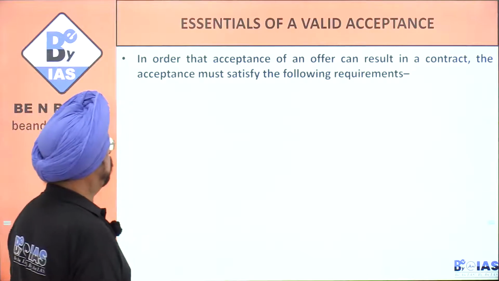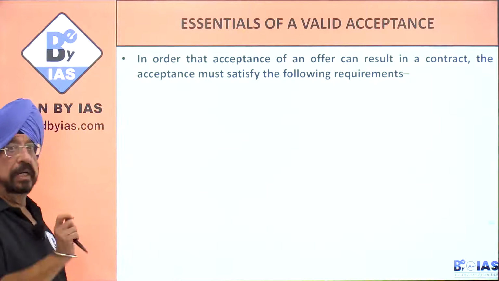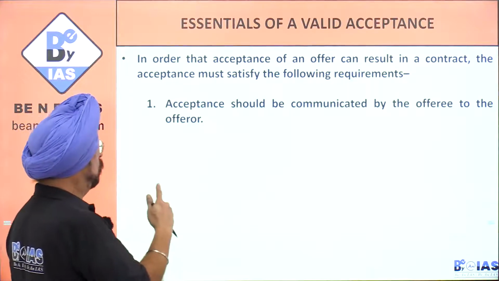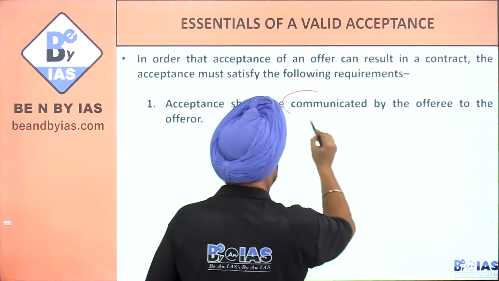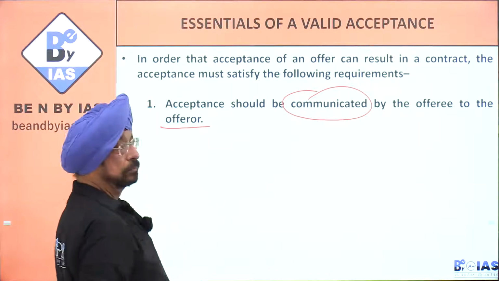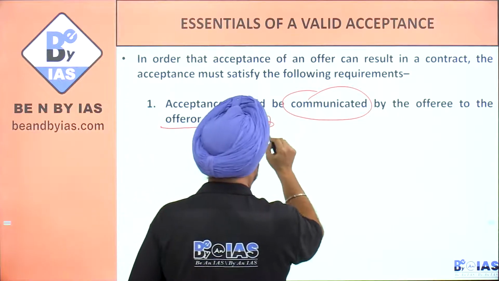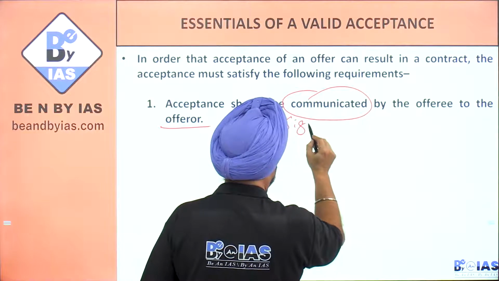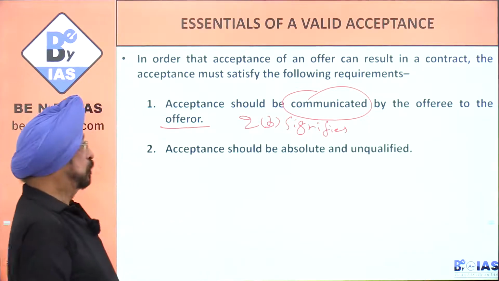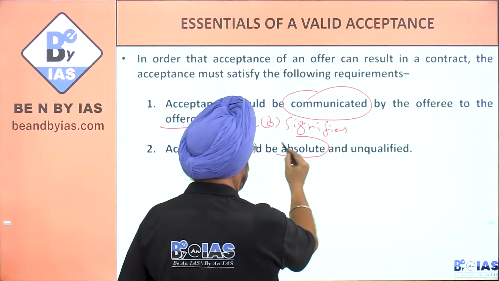In order that acceptance of an offer can result in a contract, the acceptance must satisfy the following requirements, very important to note down. Acceptance should be communicated by the offeree to the offerer. Acceptance should be absolute and unqualified.